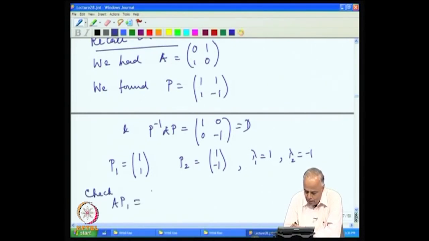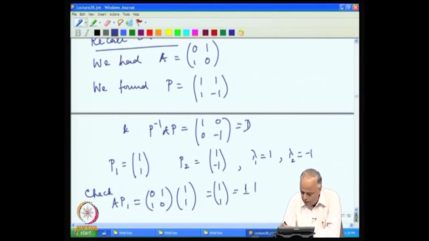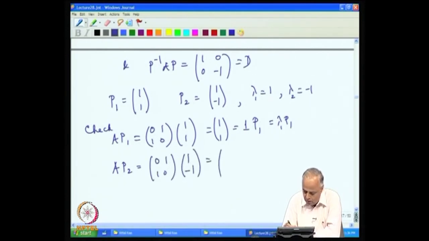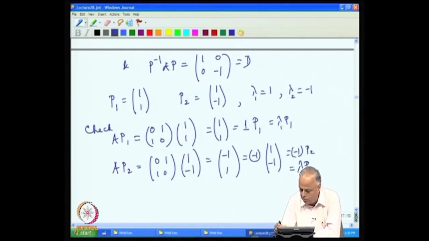AP1 is equal to 0, 1, 1, 0 into 1, 1, which is 1, 1, which is lambda 1 times P1. AP2 is 0, 1, 1, 0, P2 is 1 minus 1, it will be minus 1, 1, which is minus 1 times 1 minus 1, which is minus 1 times P2, which is lambda 2 times P2. So, AP1 is lambda 1 P1, AP2 is lambda 2 P2.